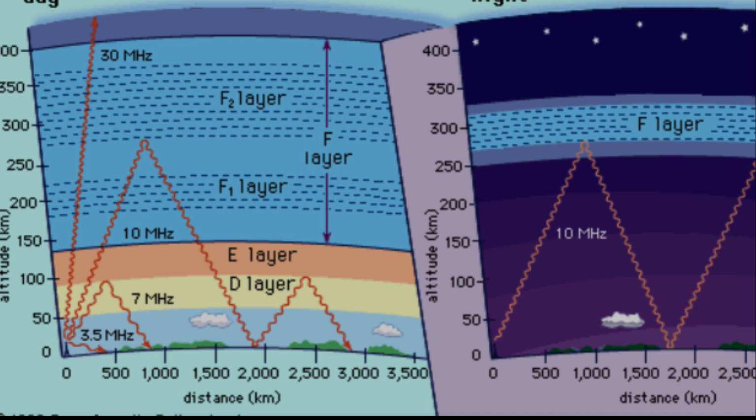Here we can see that there are different types of signals with different frequencies, and these signals will reflect at different layers. For example, signals with lower frequencies will reflect at the D layer or E layer, and higher frequencies will reflect at the F1 or F2 layer, and frequencies higher than that cannot be reflected and pass through the ionosphere layer.